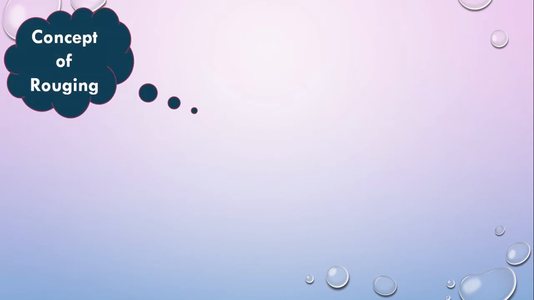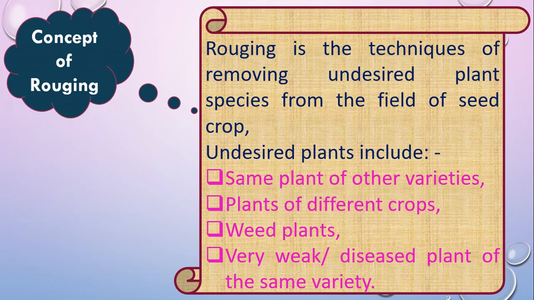First of all, what is rouging? In another sense, rouging means grading. That means grade the seed. So if we give the definition of rouging, then we have to write it down like this: Rouging is the technique of removing undesired plant species from the field of seed crop.